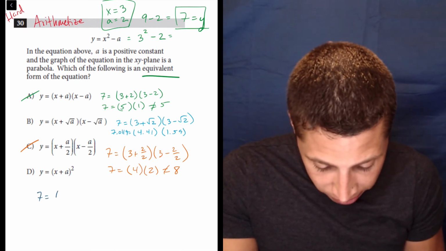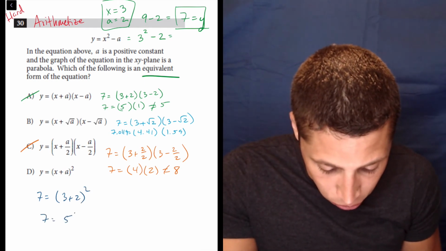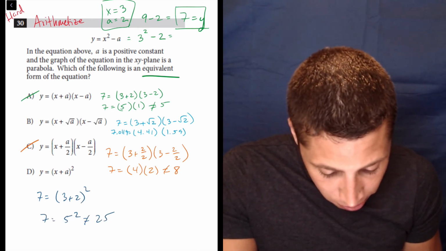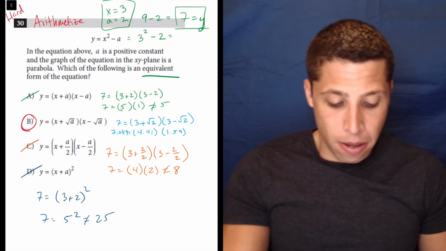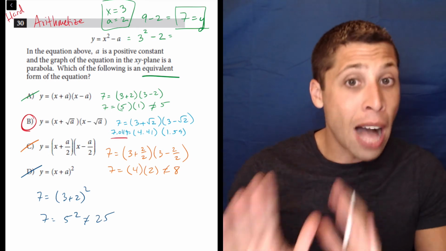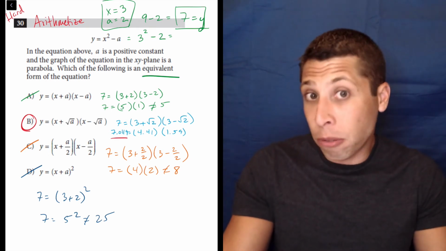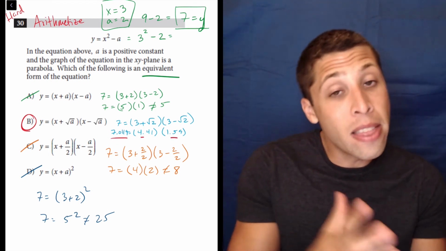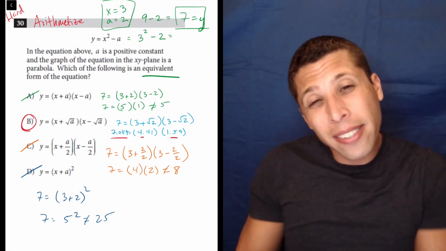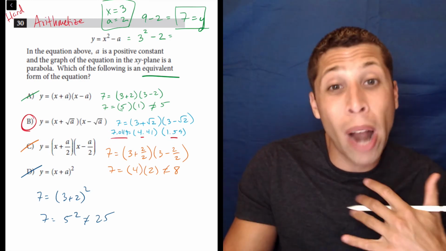So 7 is equal to 3 plus 2 squared. 7 is equal to 5 squared. Well, that's 25. So look, when I did this with the calculator, I didn't get 7. I got close, but I did round my answer. So those numbers, 4.41, 1.59, I rounded them. So it makes sense that my answer also might not be exactly what I'm looking for because it might be a rounded version of it.